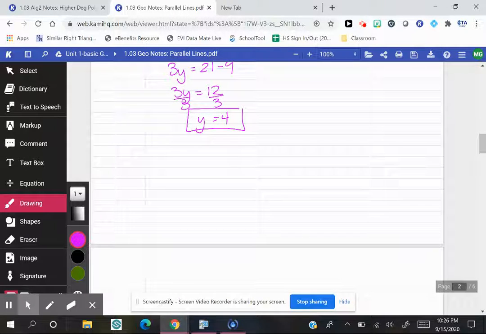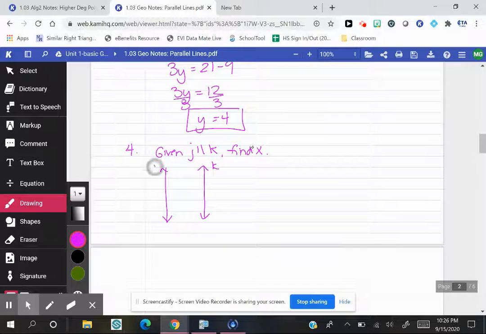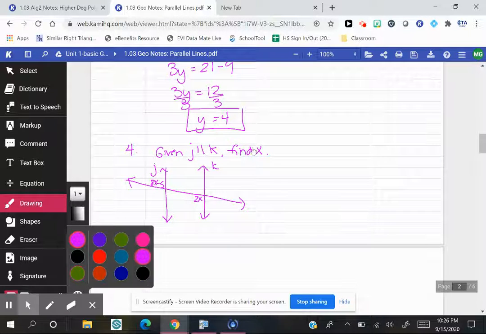Number 4. Given J is parallel to K, find X. So here are our two parallel lines, J and K. Here's our transversal. Here's 2X. Okay, so a couple different ways you guys could figure this out.